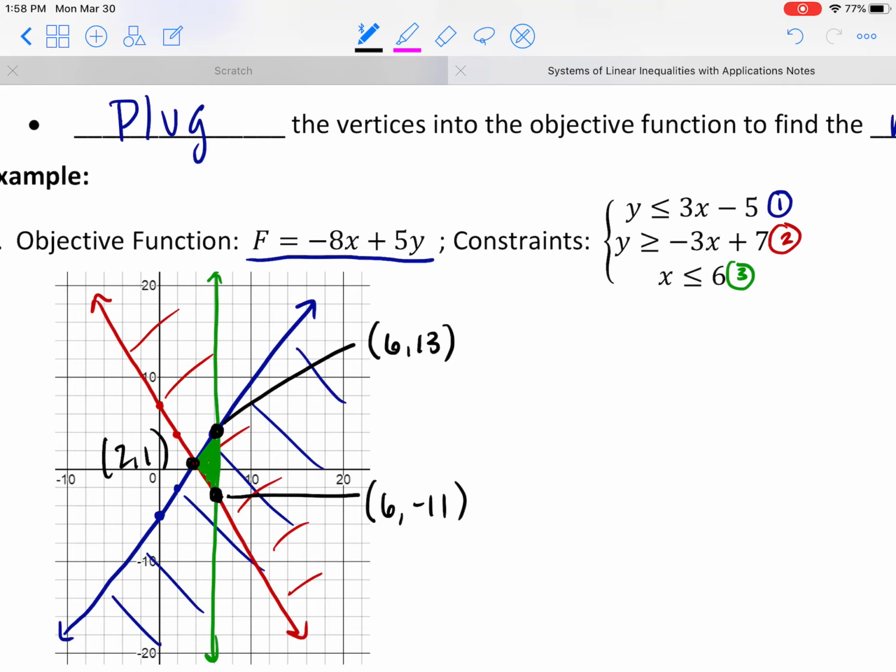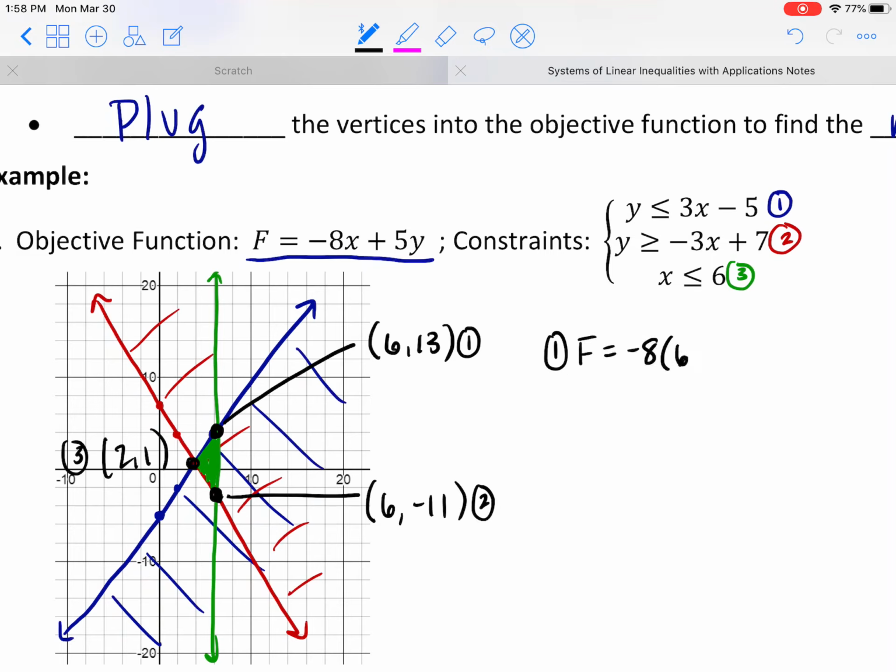All of the points in that solution region are going to make all 3 of those inequalities true. But what's going to happen is, if we have some objective function like we do in this situation, the vertices that we highlighted, the 6, 13, 6, -11, and 2, 1, those points are going to be where we have a maximum or minimum for that objective function. And you could probably tell which one's going to be the max and the min just by looking at the picture. But what we're going to do is plug in each of these x's and y's into that objective function. So let's call this one number 1, let's call this 2 and 3, just for organizational purposes.